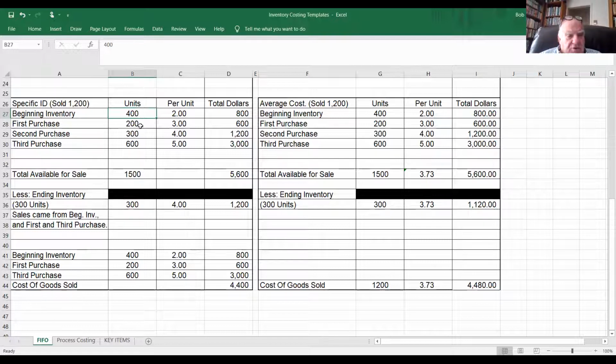Came from the beginning inventory, 400, 200 from the first purchase, and 600 from the third purchase. They are telling you 4, 2, and 6. You multiply it out, and that means we never touched the 300 here. These 300 are still in our inventory.